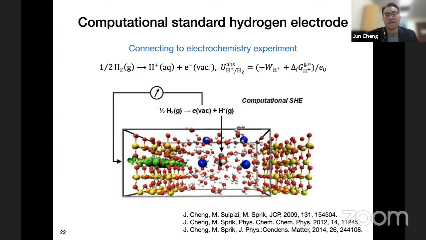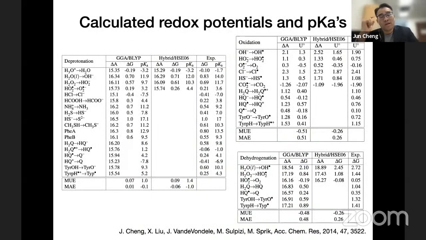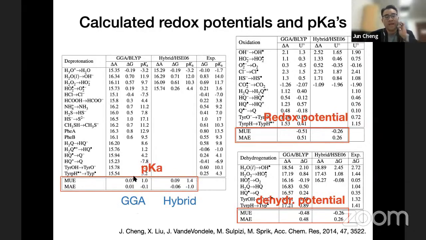That's a number that can be directly compared to experiments. So that effectively removes this uncertainty of the potential reference under periodic boundary condition. Just to show you some early calculations of the redox potential of some redox couples in solution and the pKa's of acids in solution. For the pKa's, using a standard GGA functional, we already get a very accurate result. We also used a hybrid functional to test a few, but it's very expensive. We couldn't calculate many at that time. But just to show you, the accuracy for pKa is really not bad.